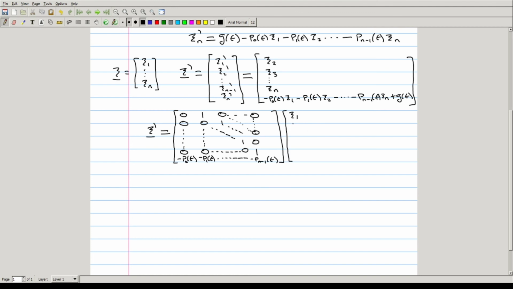There's xi1, xi2, all the way down to xi_{n-1}, xi_n, plus the vector of zeros everywhere except for the last component, which is g of t.